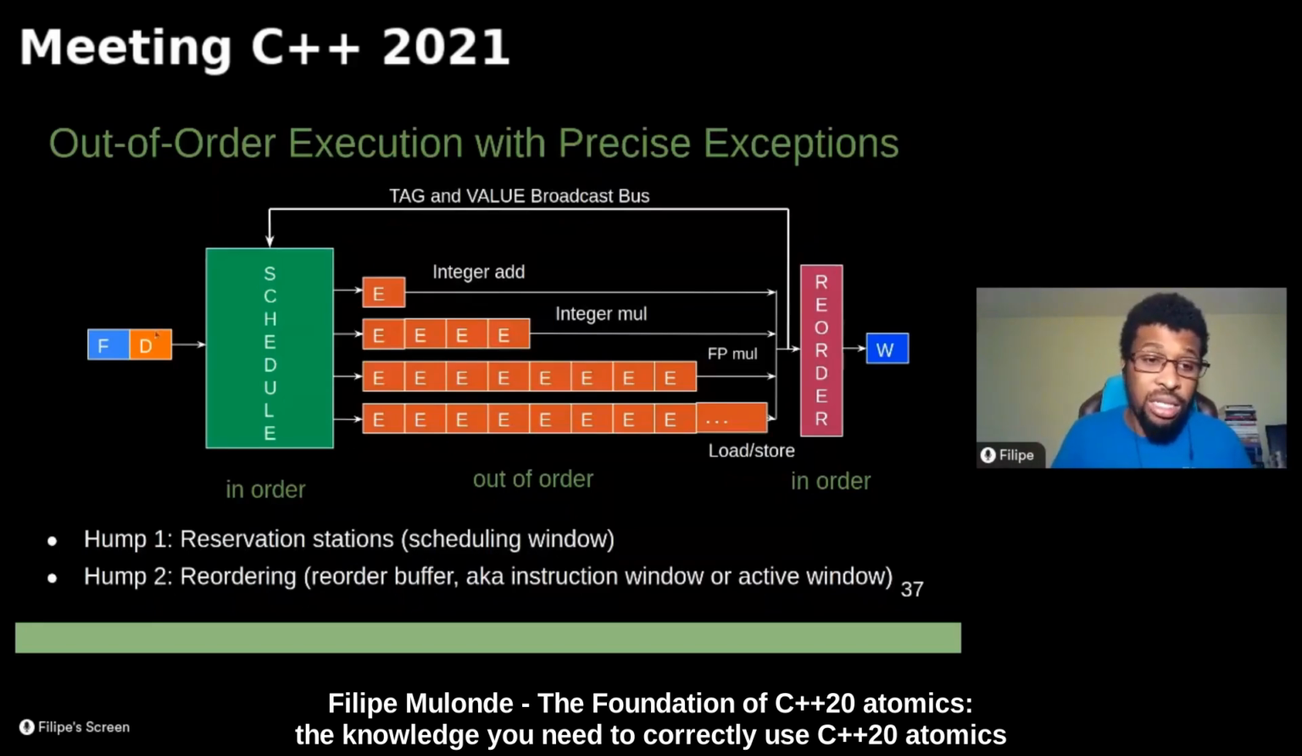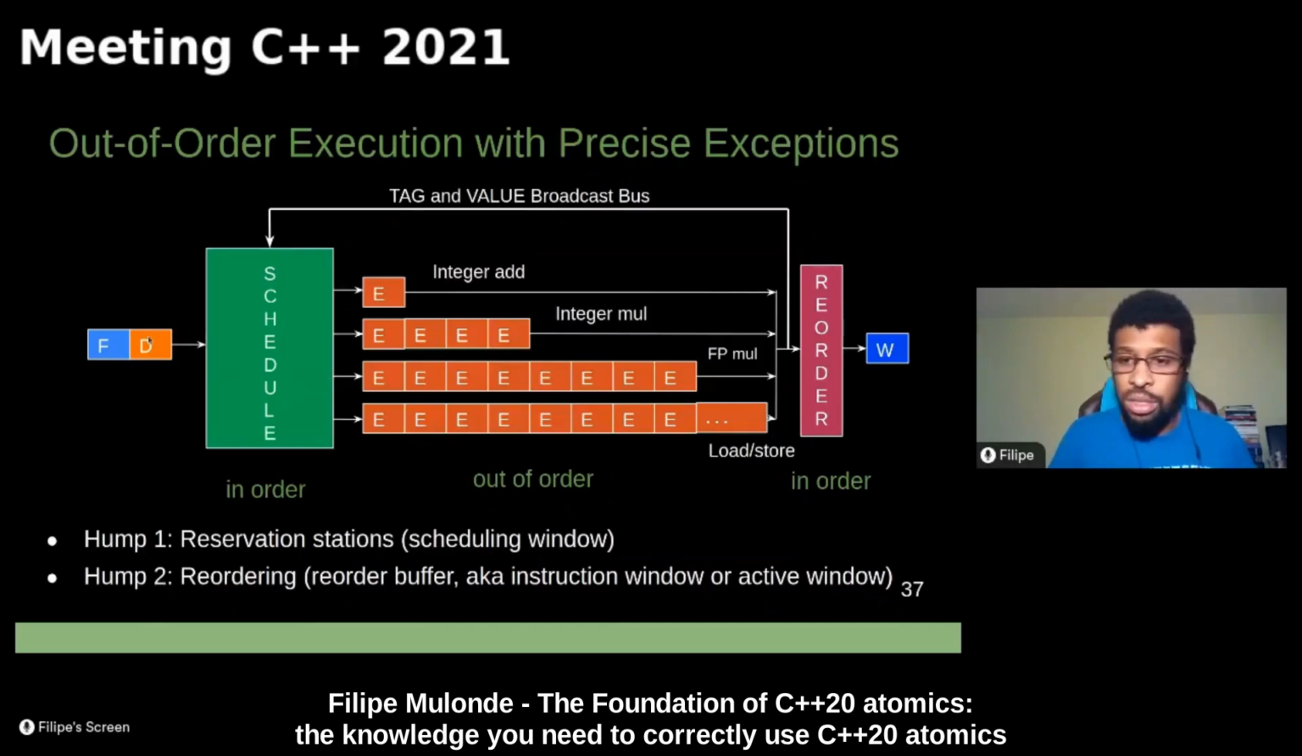So at the decode stage, we allocate an entry for that instruction into the reorder buffer, and we do that to provide precise exceptions, right? We don't want to update the state of the program out of order. In order to update in program order and to provide precise exceptions, we allocate an entry to that buffer, so that this buffer will update the architecture state in the program order specified by the program.